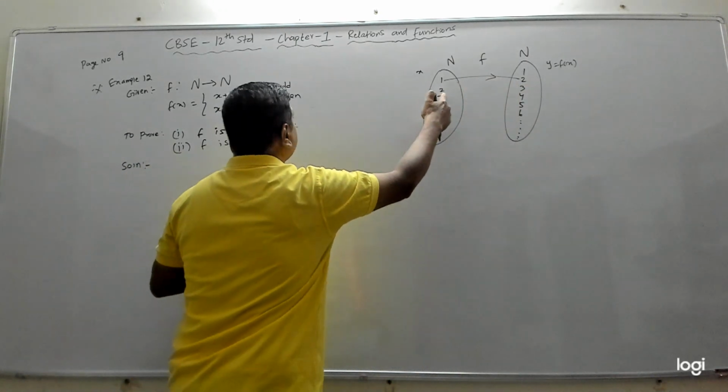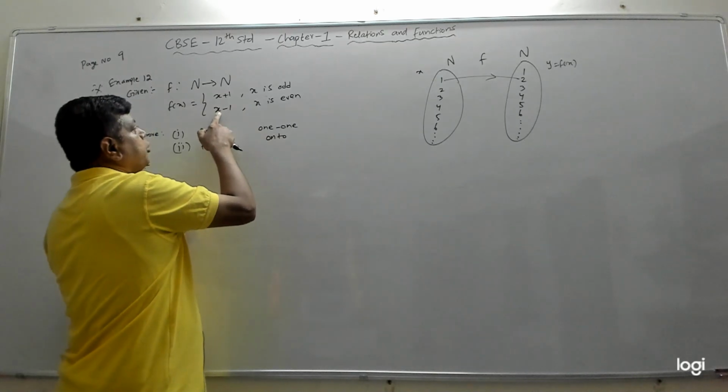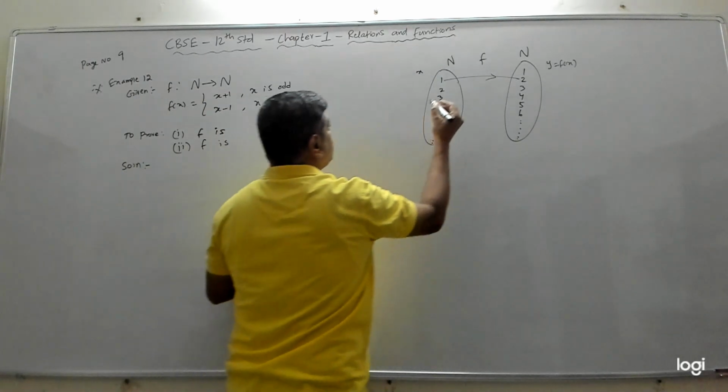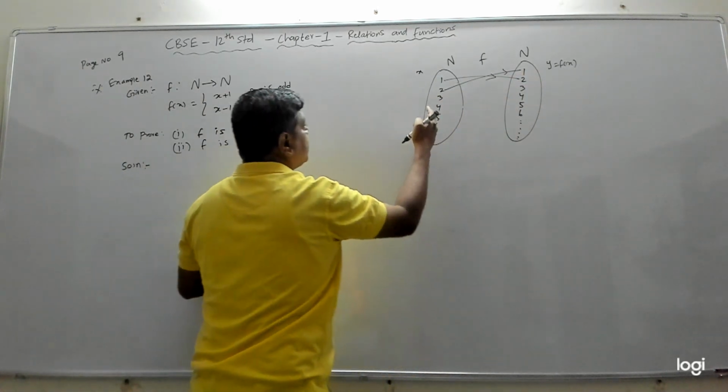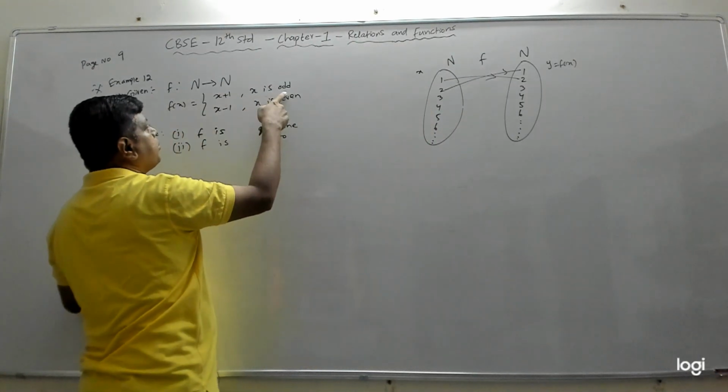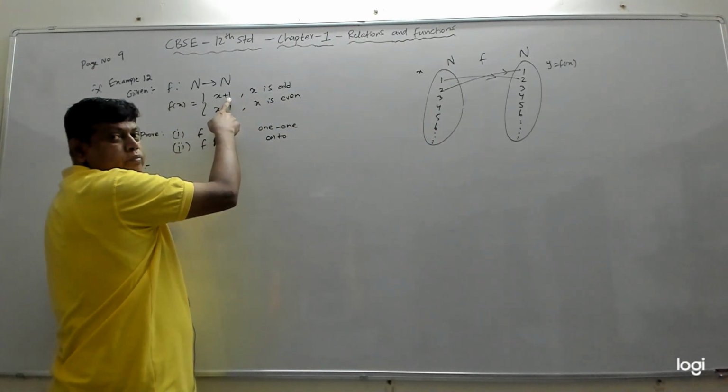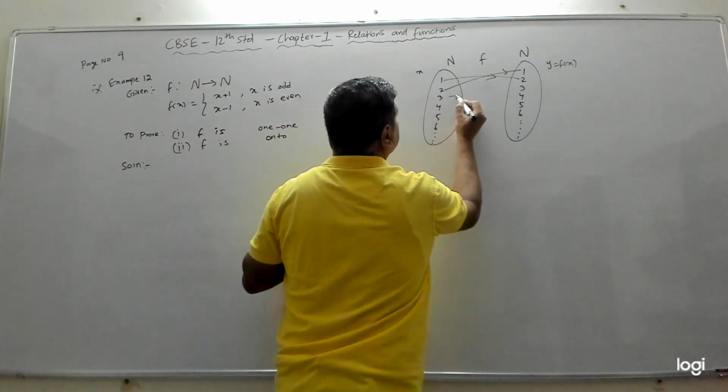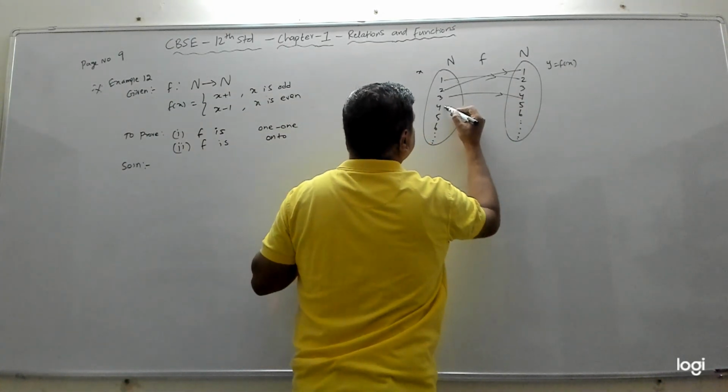Now second, 2 is what? Even. Even means I should put here 2 minus 1, which is 1. So 2 will go to 1. Then 3 is an odd number. Odd number means x is odd, so x plus 1. So 3 plus 1. So 3 will go to 4. 4 will go to 3.